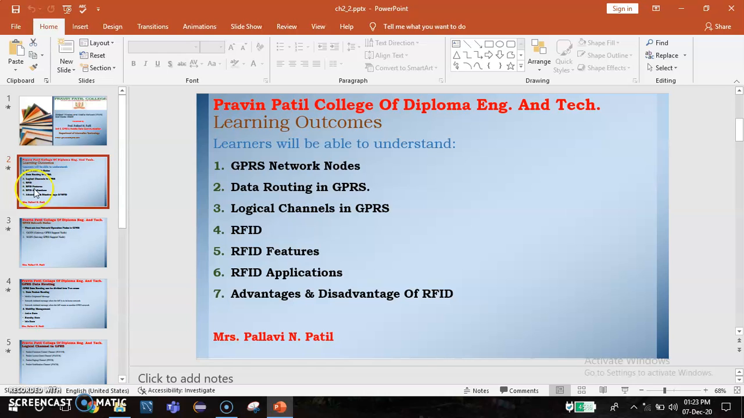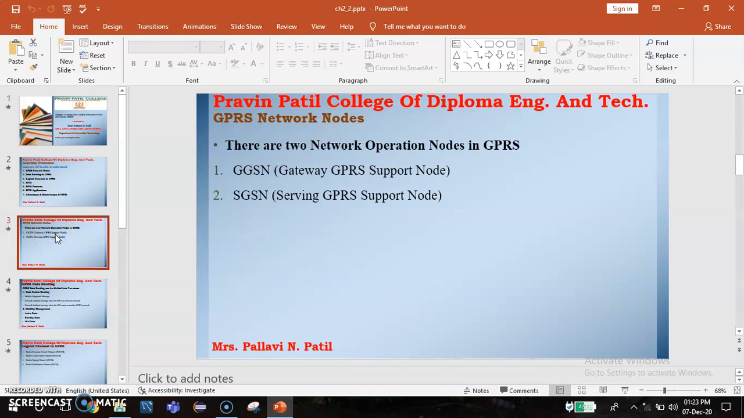Let's see first the GPRS network node. There are two network operational nodes in the GPRS. The GPRS architecture works on the same procedure like a GSM network, only adding two nodes. The GPRS network node, that is GGSN, Gateway GPRS Support Node.